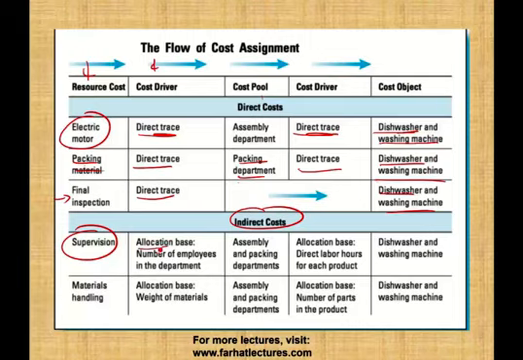Therefore, we have to find an allocation base. For example, we can use the number of employees in the department. Let's assume we have 10 employees, and keep it simple, let's assume 5 in the assembly and 5 in the packing. Whatever the supervision cost is, we allocate it 50-50. Let's assume we have 10 employees in total, 8 for the assembly and 2 for the packing. We're going to allocate 80% to the assembly and 20% to the packing. So basically, we find an allocation base, and we happen to choose here the number of employees, because if the supervisor is spending more time supervising employees, it means the cost is higher in that specific department.